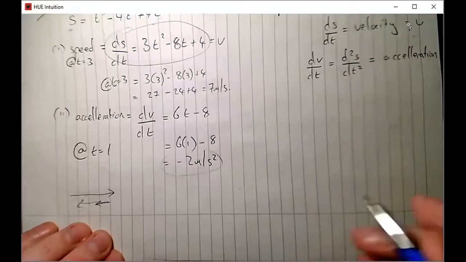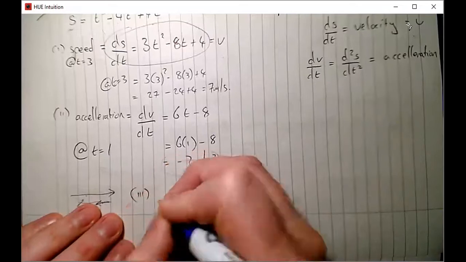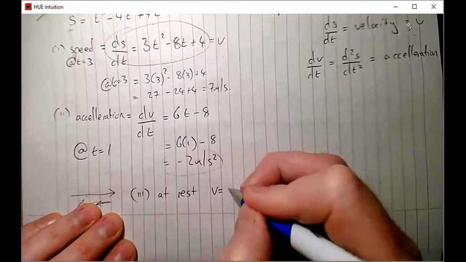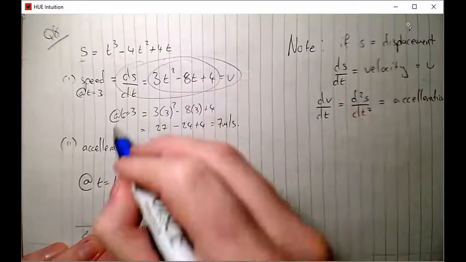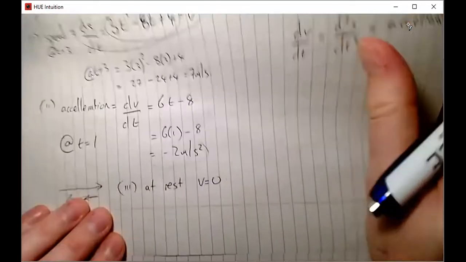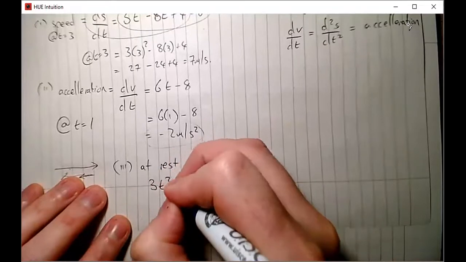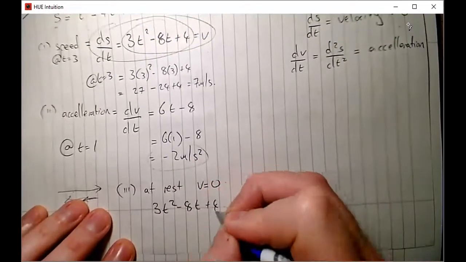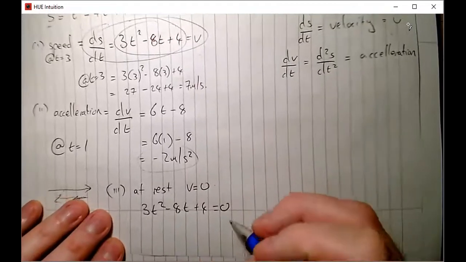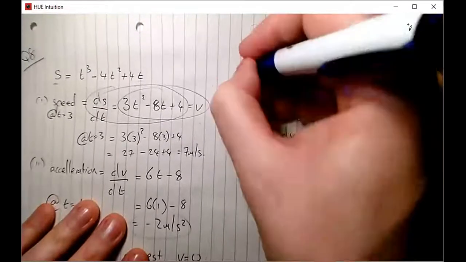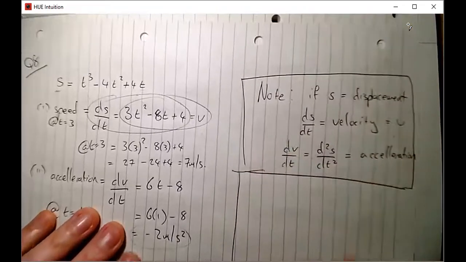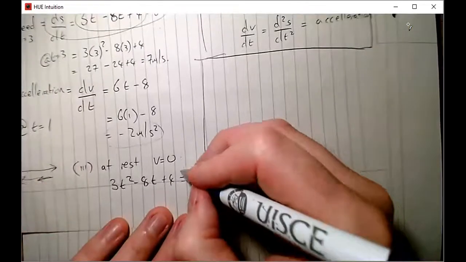The third part of the question then says, when is it momentarily at rest? Well, at rest means the velocity is 0. So that means this function here needs to equal 0. So that gives us this quadratic: 3t squared minus 8t plus 4 has to equal 0. Now, a little note there, I'm going to ask you to check down in a second, but just give me space on the page. How do we solve that?